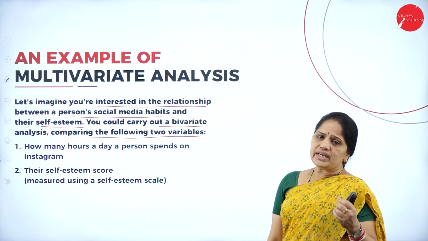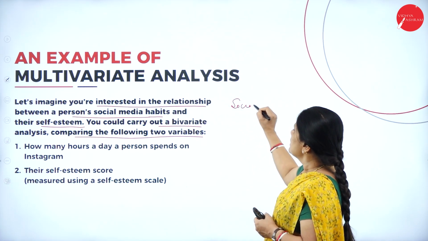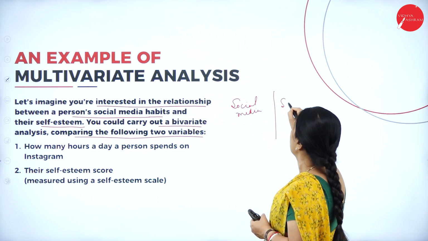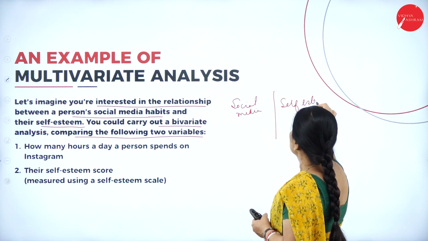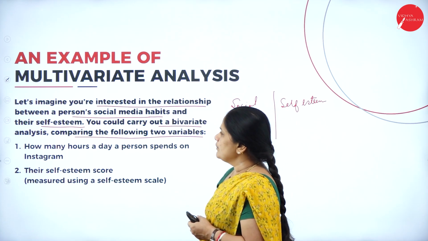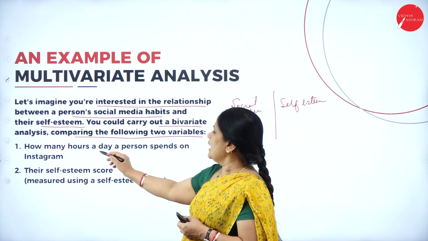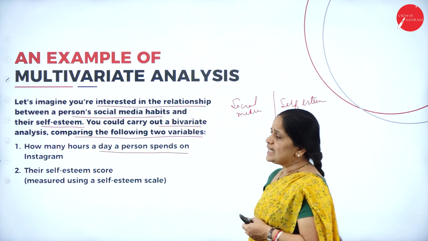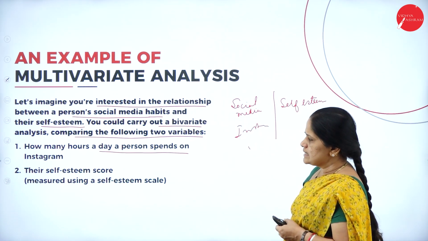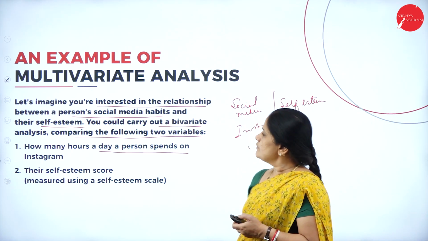Now, in a bivariate analysis, we have the person's social media habits: how long they are interested in social media, and their self-esteem. When you have two variables here, we will be able to know how they impact each other. So, how many hours a day does a person spend on Instagram, and then what is their self-esteem score?